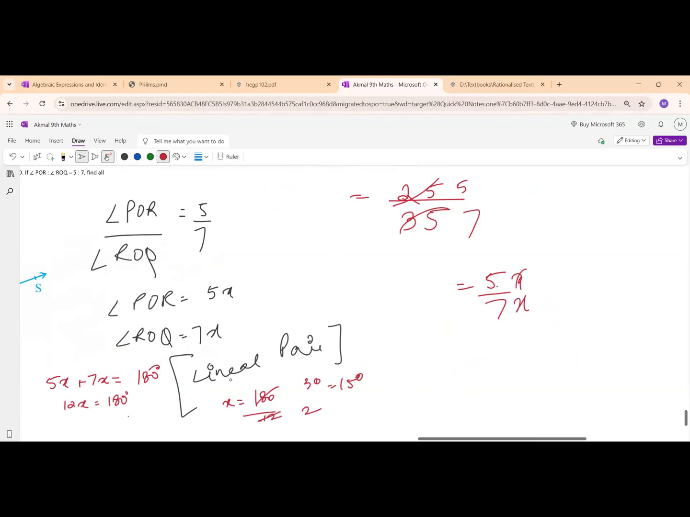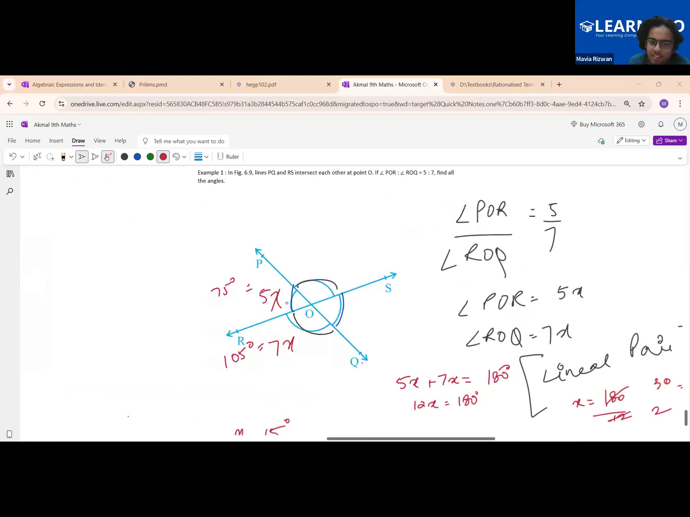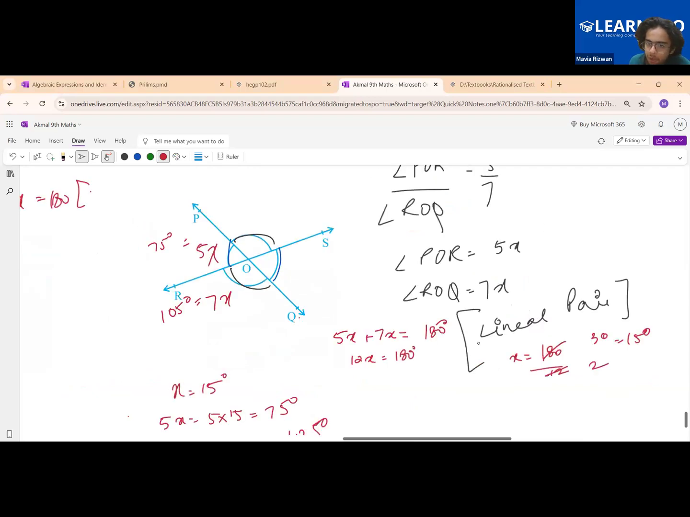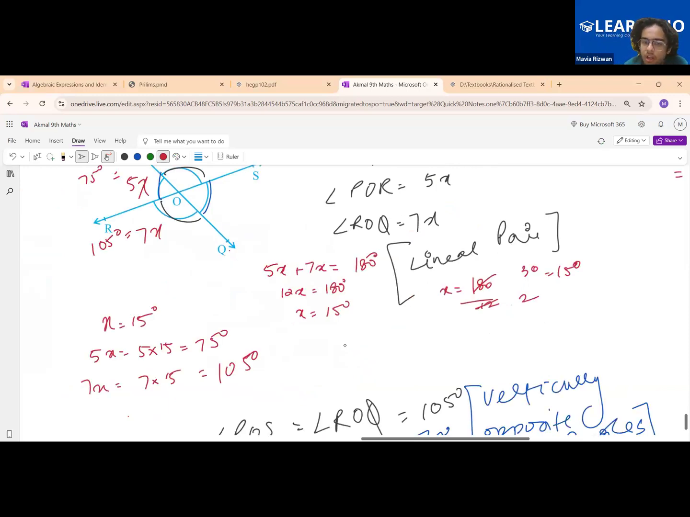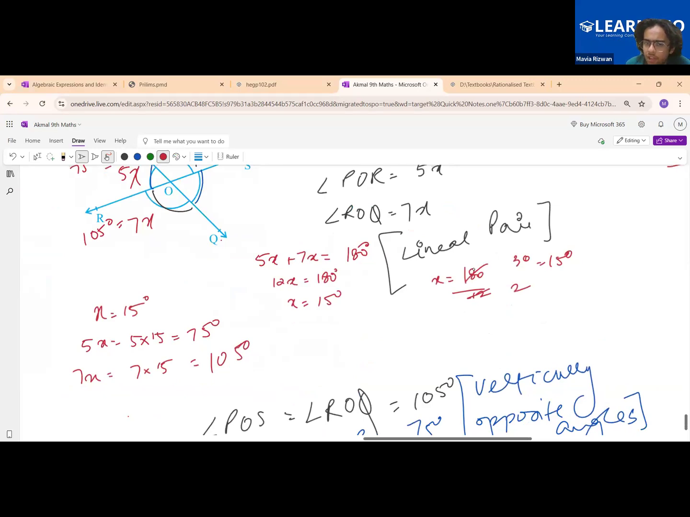Yes, sir. Okay. Now, we know that this angle is 5x, this is 7x. So we know their sum is 180. That is the reason, linear pair. Okay, now 5x plus 7x is 12x. So 12x is equal to 180. So from here, we are getting x is equal to 15 degrees. Clear? If you are confused how x is 15, we will take the 12 down. So 180 by 12 is 15. Now, x is 15, so we can find 5x. 5x means 5 into 15, that is 75 degrees. 7x means 7 into 15, that is 105 degrees. Clear?